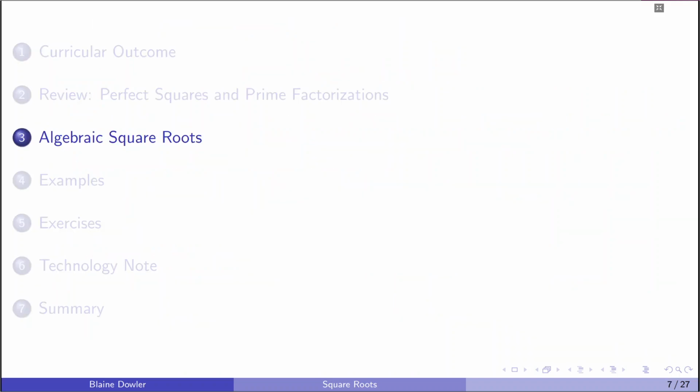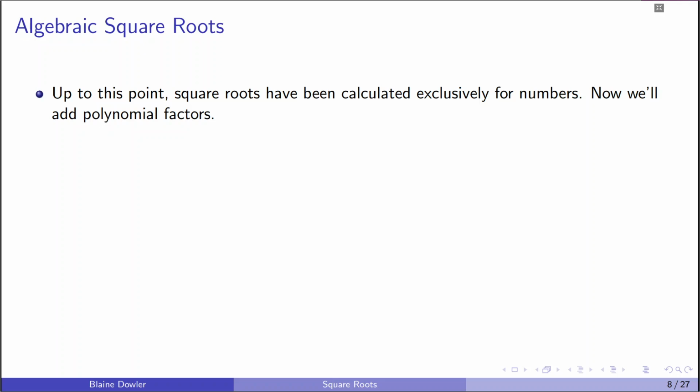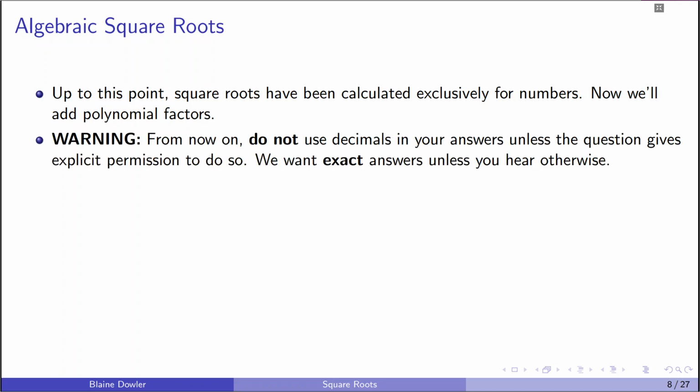So, algebraic square roots. Up to this point, you've probably been dealing with square roots only for numbers. Now we're going to add some polynomial factors, some algebra. From now on, do not use decimals in your answer unless the question gives explicit permission to do so. So we're going to be looking for exact answers unless you hear otherwise. That means if the answer is the square root of 2, you need to write square root of 2, not 1.414 and all the other digits on the display of your calculator.